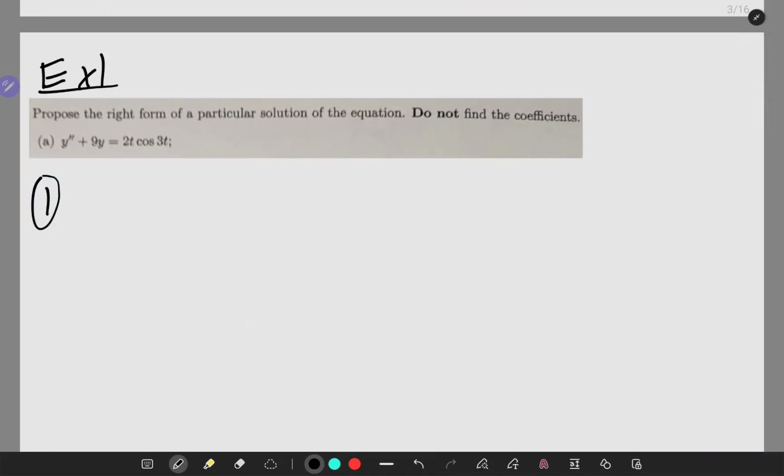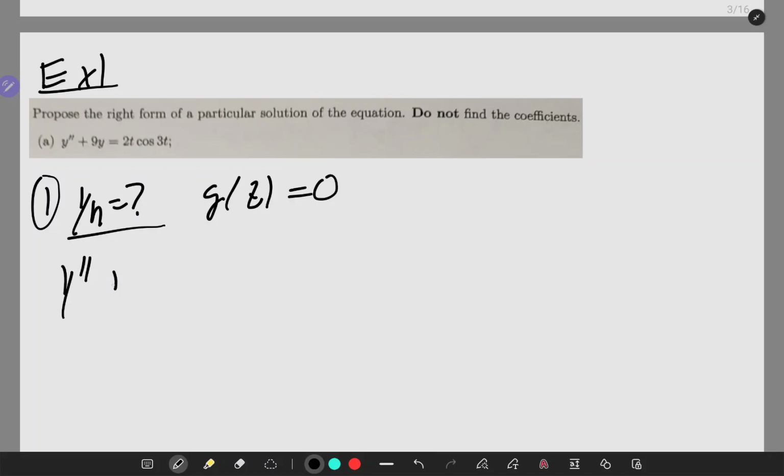So, what does solve the homogeneous equation mean? Well, that's what we've been doing all along in second order differential equations. All we need to do is solve for our y sub h. This is what we want. And we know that we have to solve it homogeneously, so our g of t would be equal to 0. That means y double prime plus 9y is equal to 0.